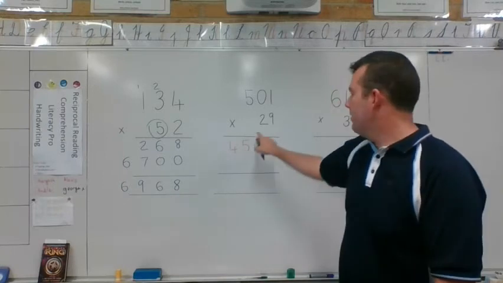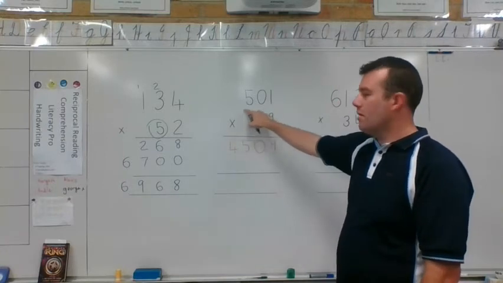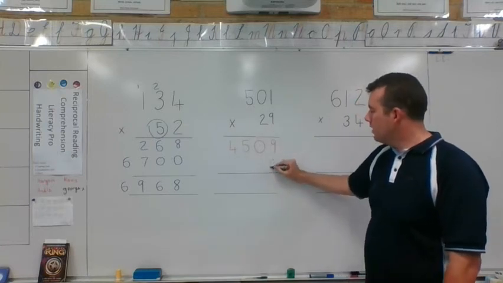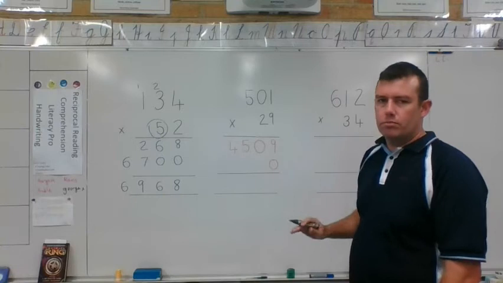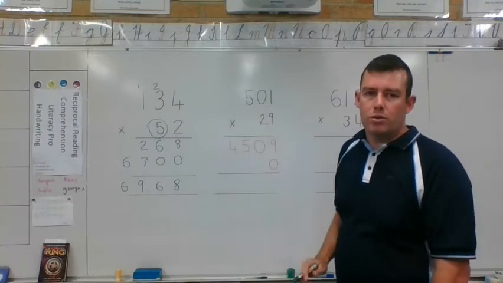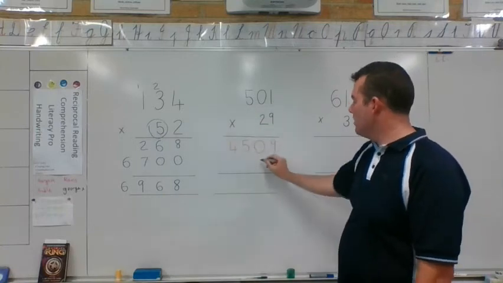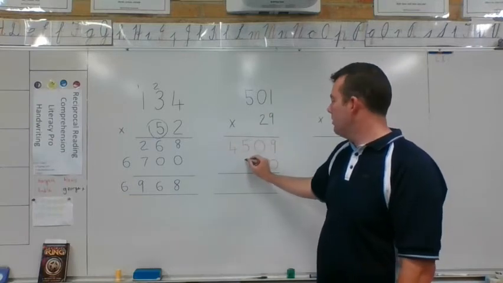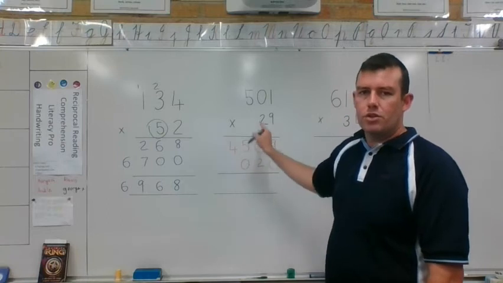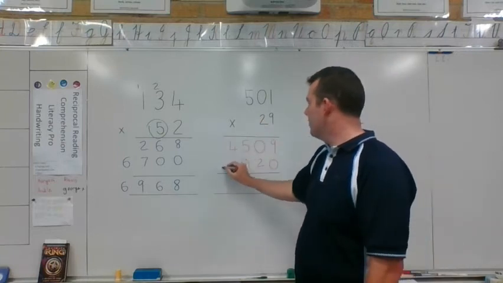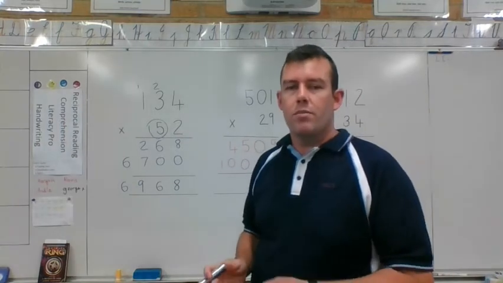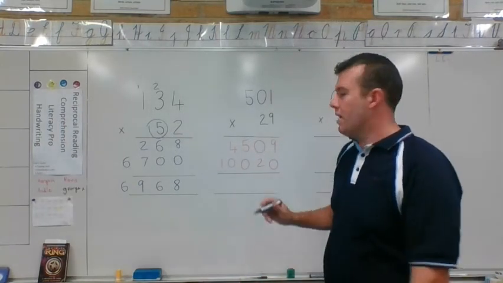Next, we have 20 times 501. So we must put a 0 in the ones column. Then we can go through our multiplying. 2 times 1 is 2. 2 times 0 is 0. And 2 times 5 is 10. The final step is to add our two answers together.